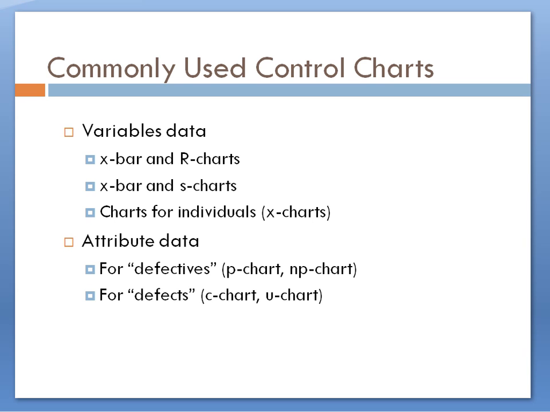Some of the commonly used control charts are, for the variable data, the X bar and R chart, or the X bar and S charts, or the charts for individuals. And for attribute data, you have charts for defectives, which are the P chart and the NP chart, or for defects, which are the C chart or the U chart.